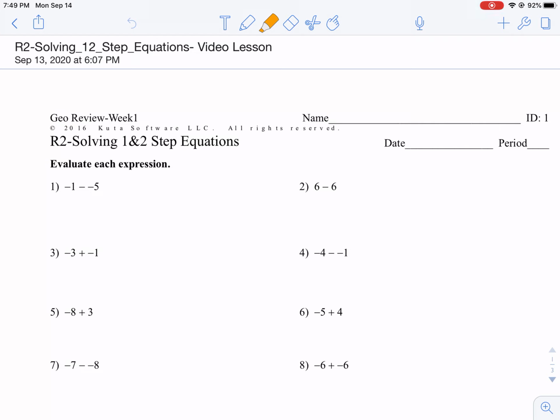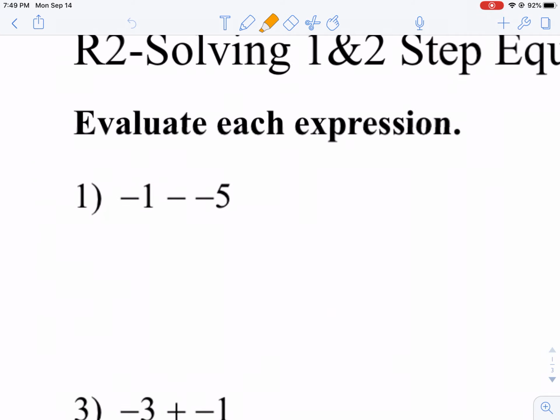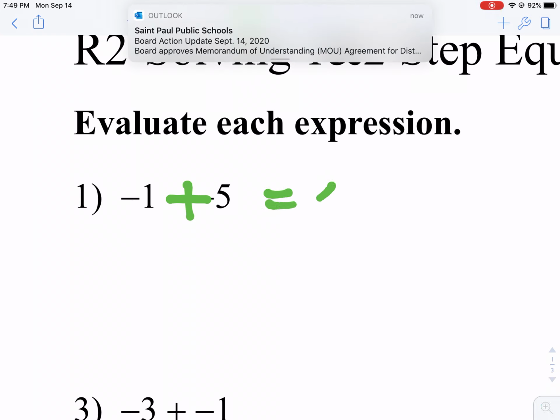So the first set of problems is just to remind you how to add and subtract integers, okay, positive and negative numbers. Okay, so for instance, like number 1 here, just remember that when you have a negative next to a negative, that turns to a positive. So you are looking at -1 plus 5. It's just like you have $5, you spend $1, what's left? And the answer is 4. Okay, so that's what you have.